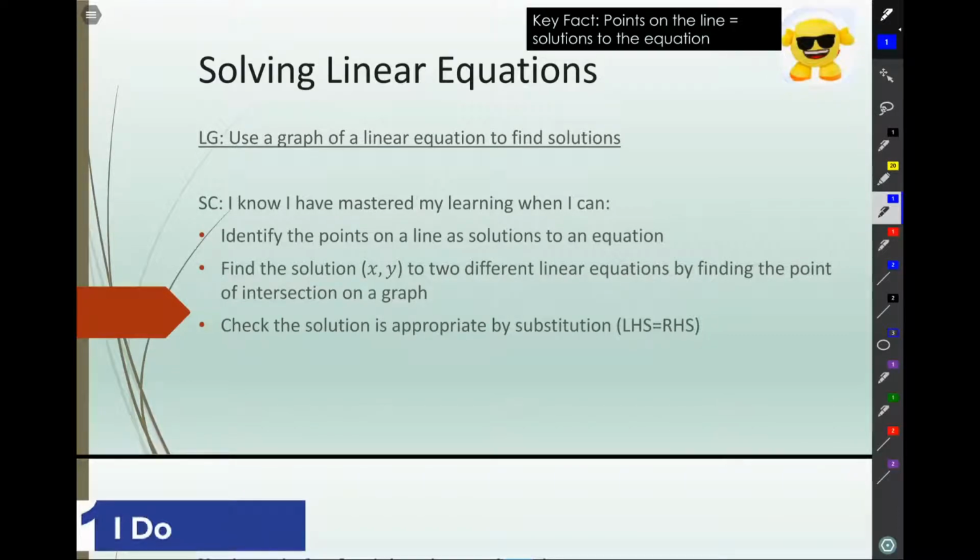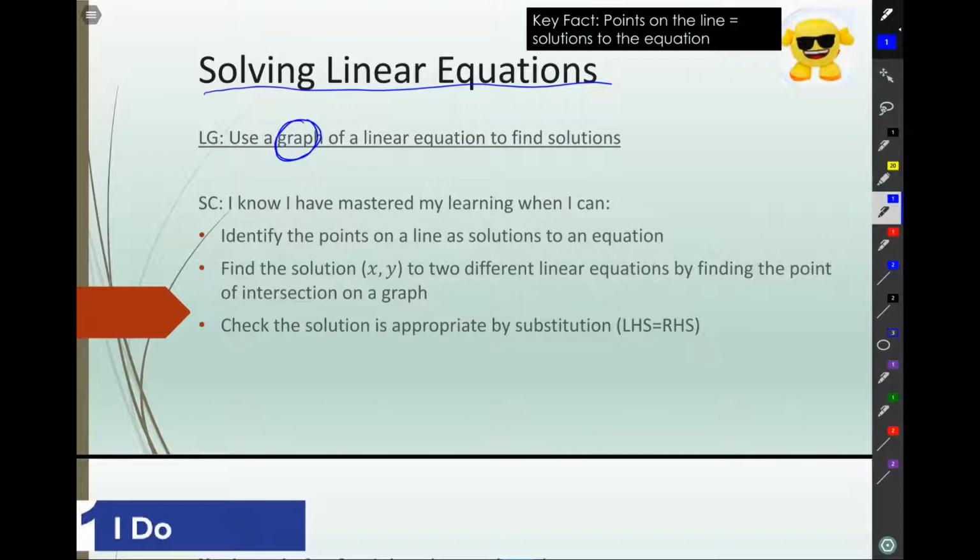Now we're going to move away from understanding how equations and graphs and tables of values all work. Now we're going to start looking at how we can apply these to help us figure some stuff out. So what we're looking at today specifically is how we can solve linear equations, and we're going to be doing that using graphs. We're going to use the graph of a linear equation to find the solutions to the equation.